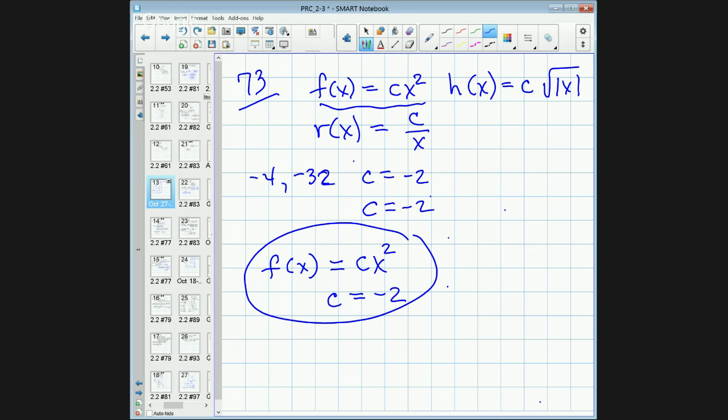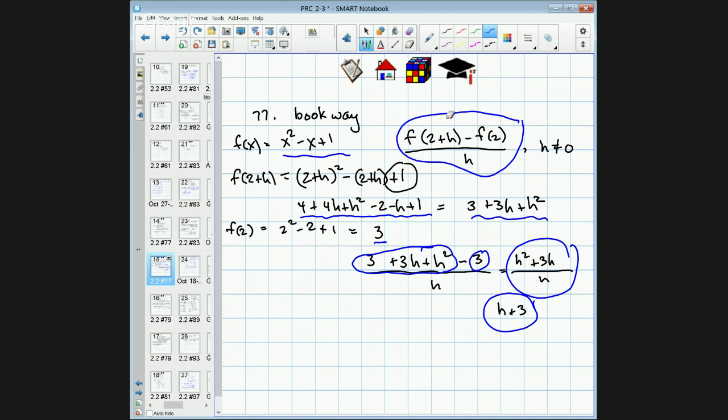77, I think I went through this a little earlier, but here it is again. So this is on the video twice now, but that's okay. 77, x squared minus x plus 1 is the function. We're supposed to find this thing in the circle here. So before I can plug them in, I have to find f of 2 plus h and f of 2. So I went through the process of finding f of 2 plus h. Plug in 2 plus h wherever there's an x, which I did, and I simplified it, and it came down to this. And then f of 2 came down to this.